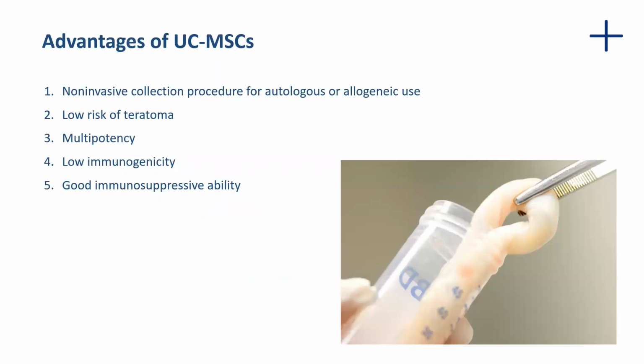So the most appreciable advantage of using umbilical cord mesenchymal stem cells is that the collection procedure itself is actually relatively non-invasive and therefore ethically acceptable for potential autologous or allogeneic use. The risk of teratoma or cancers due to transplantation of the stem cells and their ability to become cells that they're not meant to is actually incredibly low, based on the many trials that have been undertaken. And they have low immunogenicity, they have the multipotent nature, and they have a good immunosuppressive ability, and all of these are then really positive aspects of these particular mesenchymal stem cells.